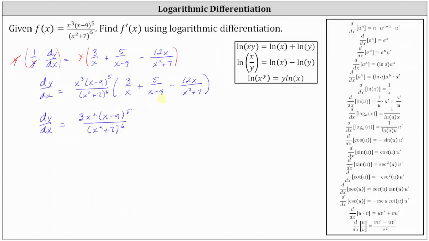And then notice for the second product, one factor of x minus 9 between the numerator and denominator will simplify out, leaving us with plus 5x cubed times the quantity x minus 9 to the fourth, divided by the sixth power of x squared plus 7. And then minus, for the last product, nothing will simplify out. Multiplying, we have 12x to the fourth times the fifth power of x minus 9, all divided by the seventh power of x squared plus 7.